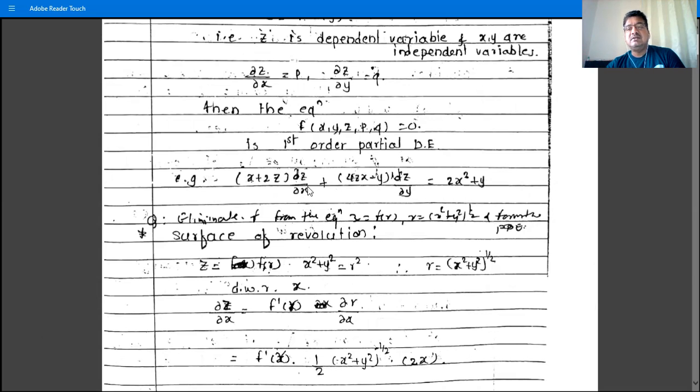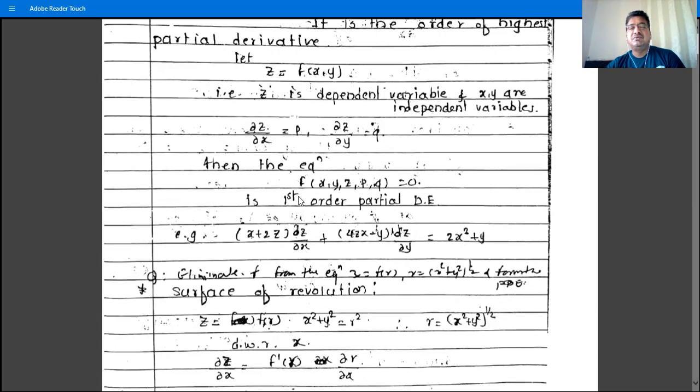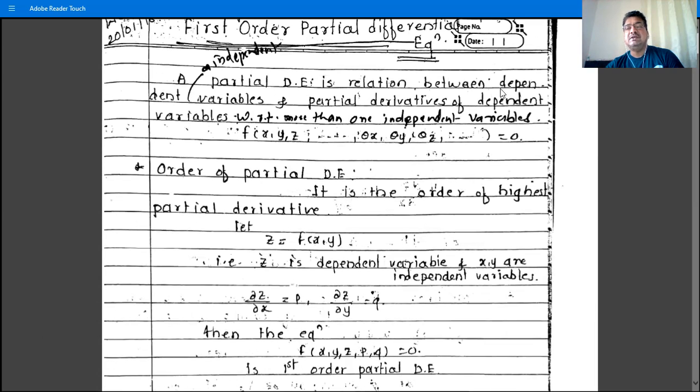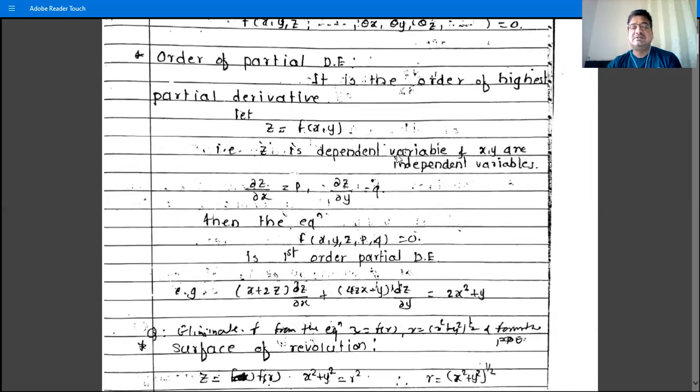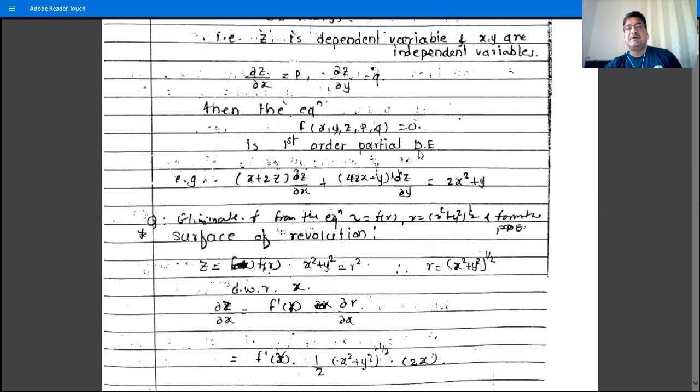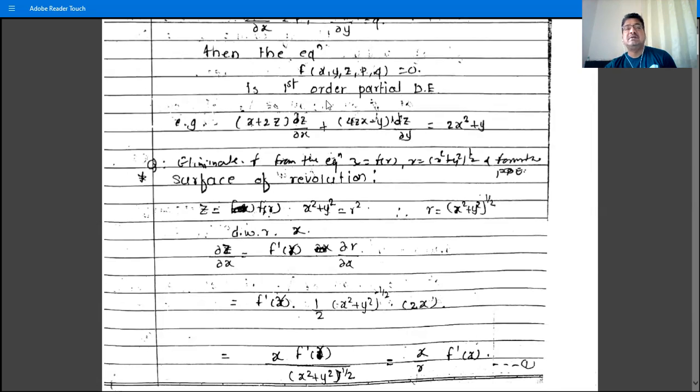So in the partial differential equation, the independent variables are more than one. So the definition of a partial differential equation is what? Is the relation between dependent and independent variables and partial derivatives of dependent variable with respect to more than one independent variable. So this is the general form of the first order partial differential equation, and this is one of the examples. That is, in the partial differential equation, the derivatives of dependent variables are with respect to more than one independent variables. Here ∂z/∂x and ∂z/∂y are small p and small q.